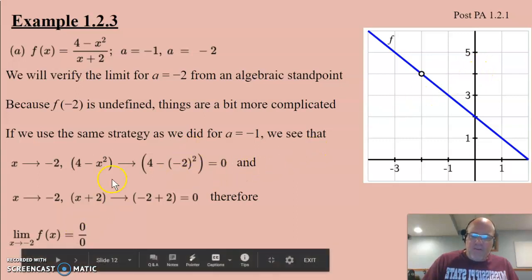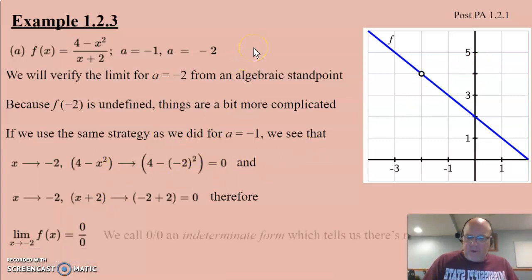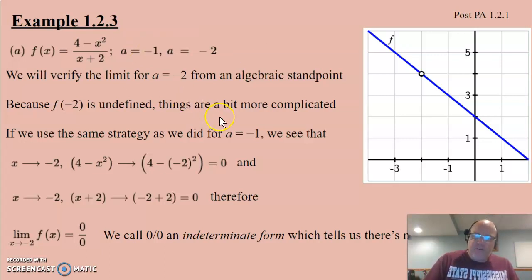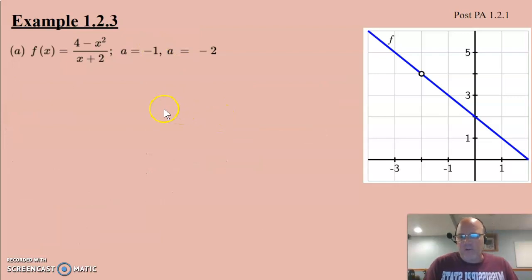So 0 over 0, you might remember this from your pre-calculus days. It's what we call an indeterminate form. We're going to talk more about an indeterminate form next week, but basically this tells us we have more work to do. We can't just leave it here.